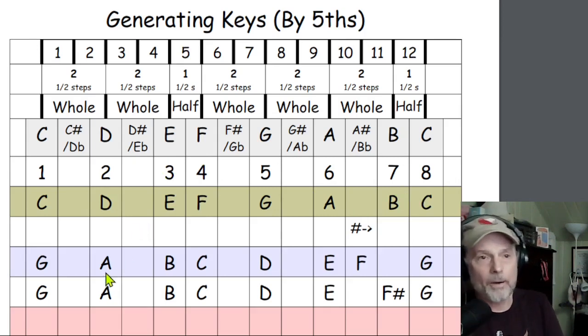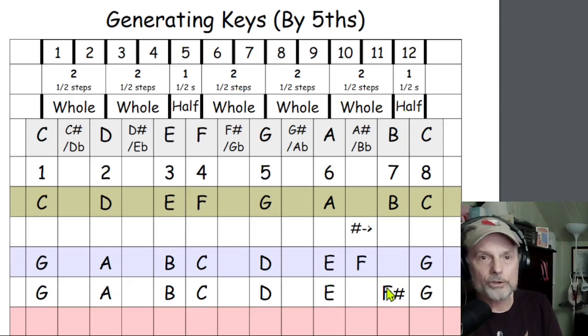So now, we're going to generate these keys by fifths. We've got our C. So we're going to take the fifth of C, the G, and we're going to copy the C major scale starting with G. And when we do, you'll notice that this is the only note that is not lined up with the major scale formula.